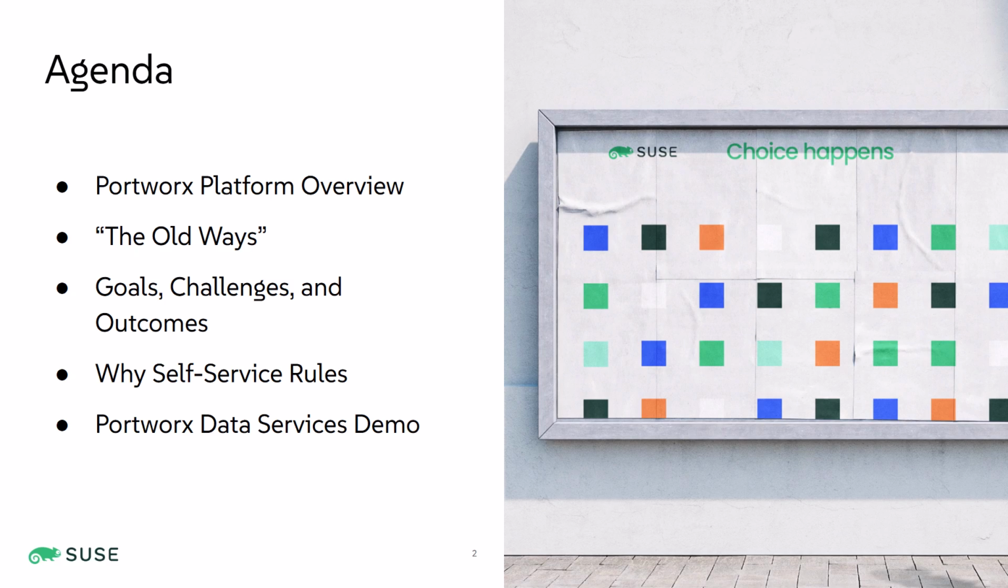We're going to talk about a few things today. We're going to cover the Portworx platform at a really quick level, talk about some of the old ways that we used to deploy databases onto Kubernetes, and then talk about some of the goals, challenges, and outcomes that we identified that caused us to create Portworx Data Services. We'll then jump into a short conversation about platform engineering and why self-service rules the world today, and then we're going to get into the meat of the session and actually teach you how to use Portworx Data Services.